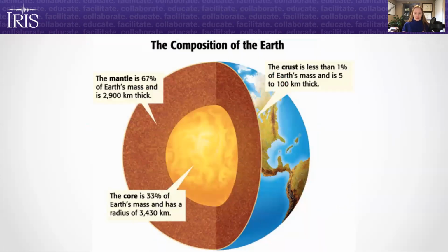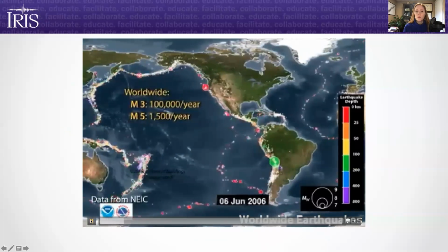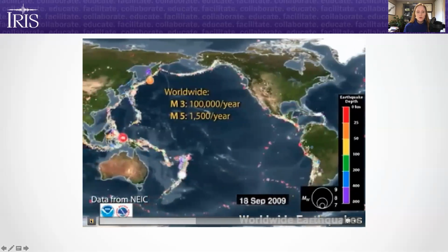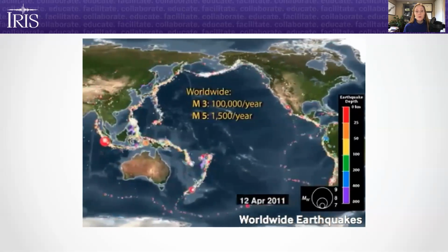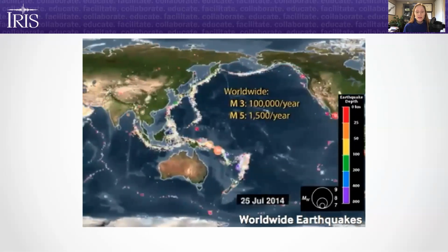So let's first start by looking at the whole Earth. The crust of the Earth is the thin outer layer, and it's less than 1% of the Earth's mass. Most of the Earth's mass is made up of the mantle, which is the part in between the crust and the core. Now we're going to look at a map showing the distribution of worldwide earthquakes. All of these little flashes of light are different earthquakes. And if you look really carefully, you can see that they form a pattern. This pattern is showing the outline of the tectonic plates.